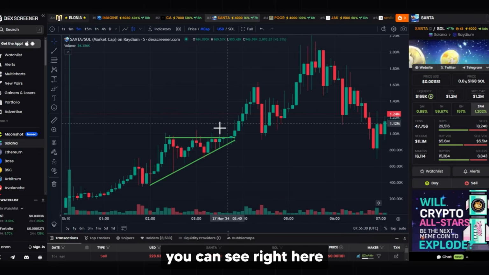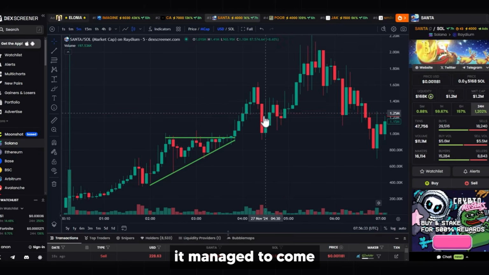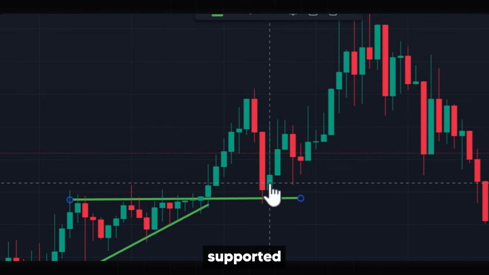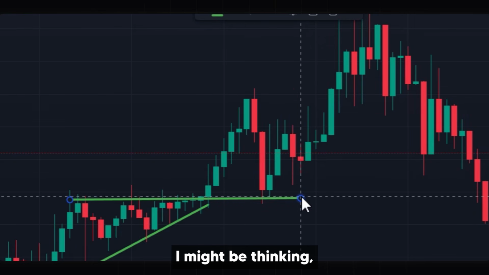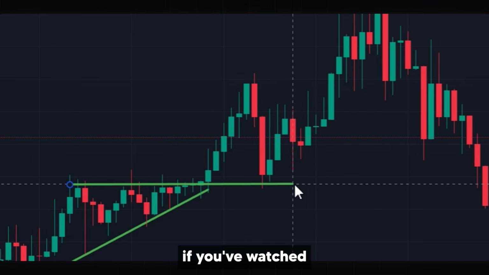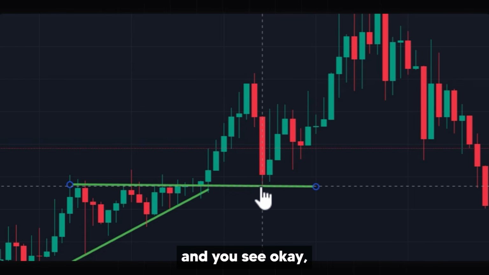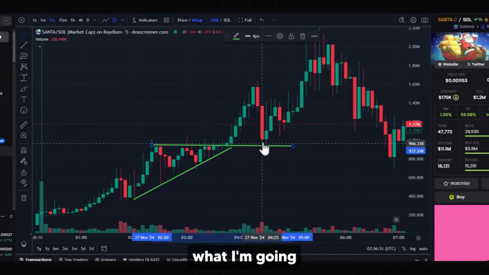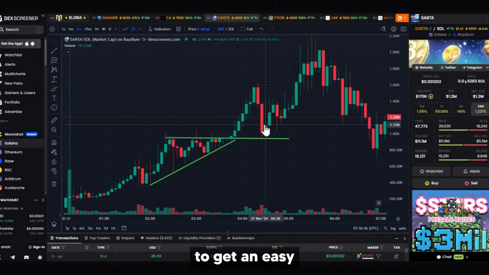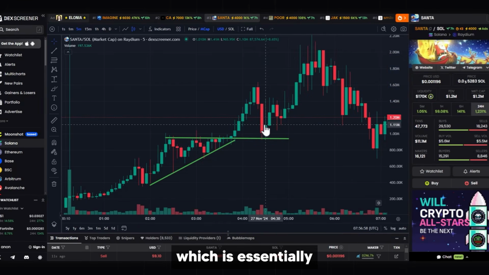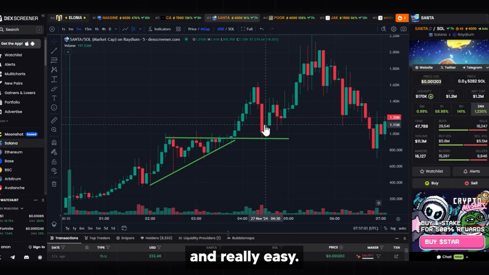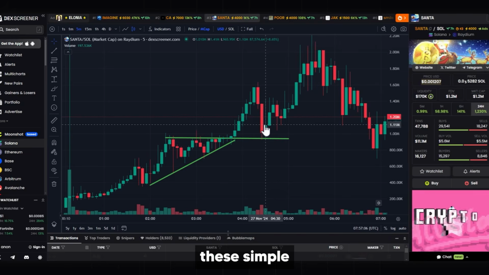Of course, you can see right here that when price went up, it came all the way back down to this level right here. If I extend this green line, it got supported at this level. Some people might look at the price and think, okay, price has just pumped, but where do I get in? That's where, if you've watched this video, you'd extend the line and see that when price action comes back down to the 940 area, that's where you buy in. If you did that and held, you'd get an easy 100% gain on your money, essentially a double on your investment, which is really good and really easy as long as you manage to draw these simple charts.